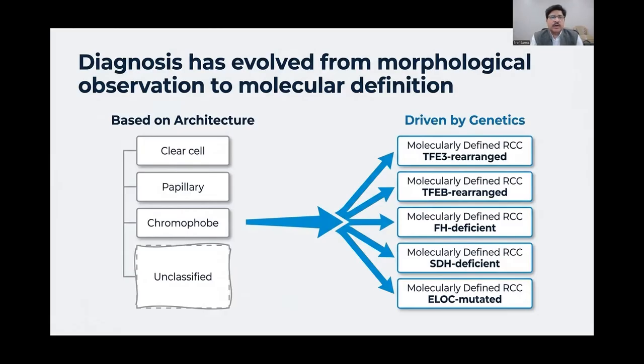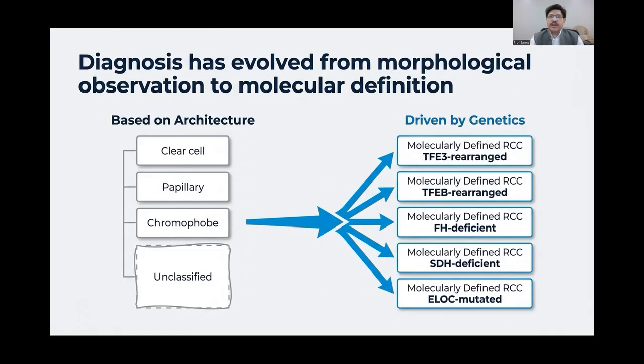But that is not required now. Today we don't classify clear cell and non-clear cell. What do we do? By genetics we will classify. What are the genetic classifications? TFE3 rearranged molecularly defined RCC or TFEB rearranged RCC or FH deficient RCC, SDH deficient RCC, ELOC mutated.